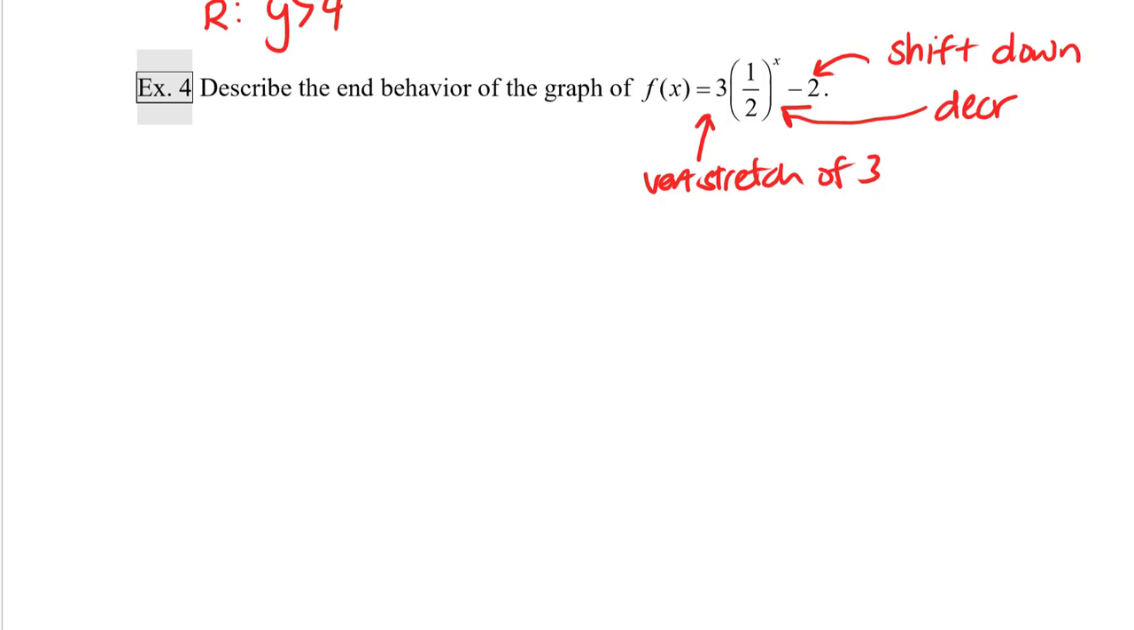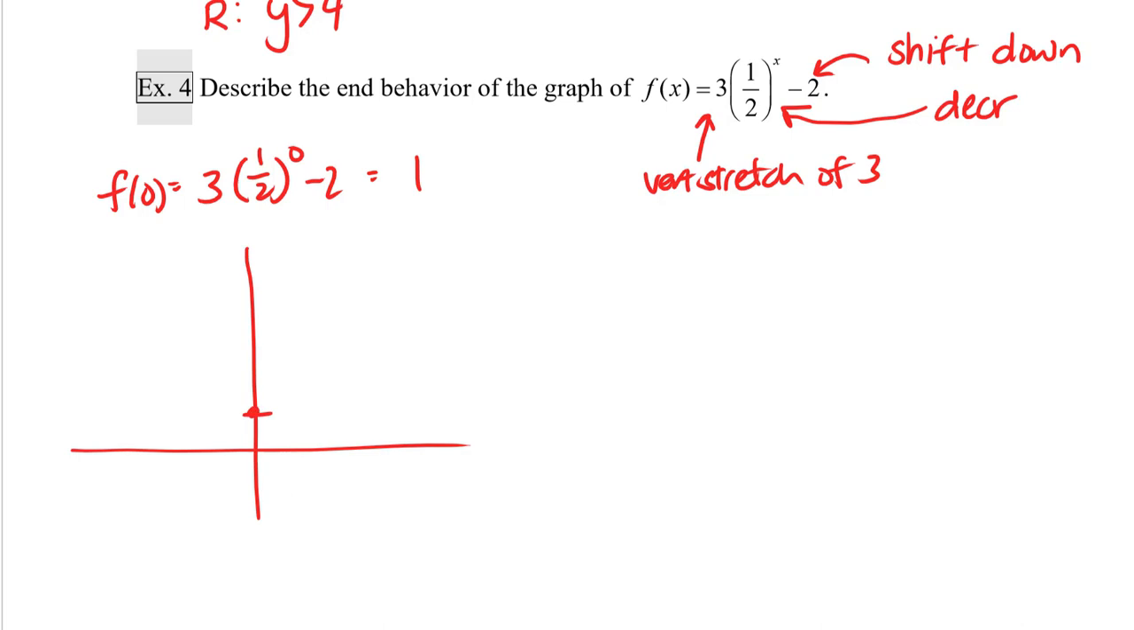So let's think for a minute, what would be the y-intercept of this graph? So that would be f of 0 is equal to 3 times 1/2 to the 0 minus 2, which is 3 minus 2, which is equal to 1. So if we sketch this graph, we know we have a point at (0, 1). We know it is decreasing and it has shifted down by 2 units. So instead of having a horizontal asymptote at y equals 0, it's going to be at negative 2. And so our graph is going to look something like this.